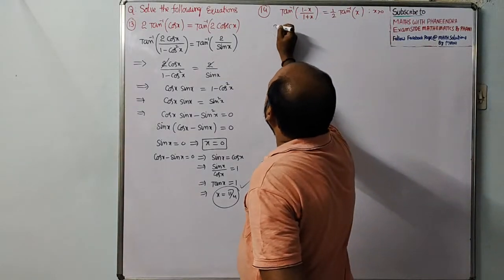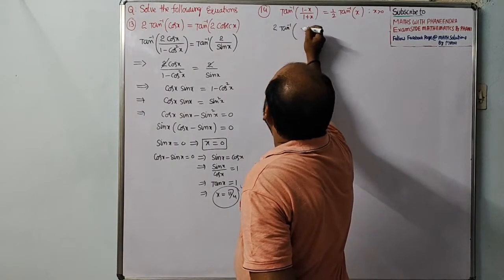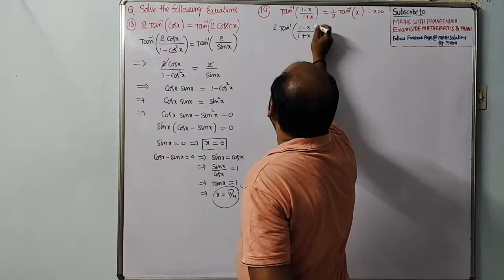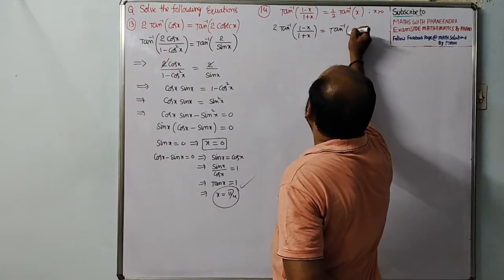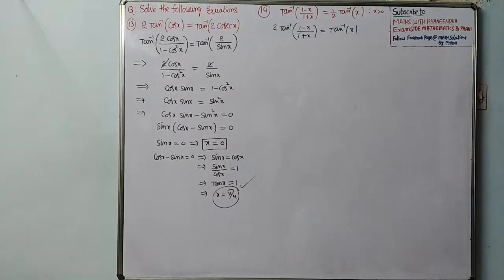To bring this side, 2 tan inverse of (1 minus x) by (1 plus x) is equal to tan inverse of x. Once again, I will see the question whether the conditions are given or not. Here there is no condition. It is given as 2 tan inverse of cos x by tan inverse of 2 cosecant x. That's all it is given. So in question number 13, x is equal to pi by 4 only is the answer. Why? Because x is equal to 0 does not satisfy both LHS and RHS. That's why.